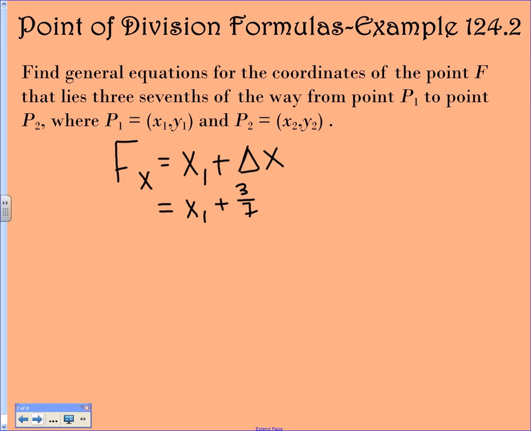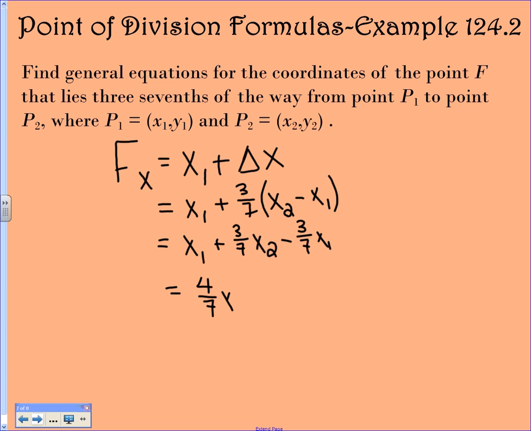3/7 of x2 minus x1. You'll see where that came from? So x1 plus 3/7 of x2 minus 3/7 of x1. Now what? Add and subtract. Do you agree? 4/7 x1 plus 3/7 of x2. Okay, so that's our general equation for our x value.